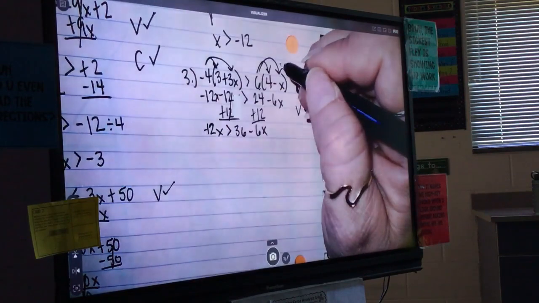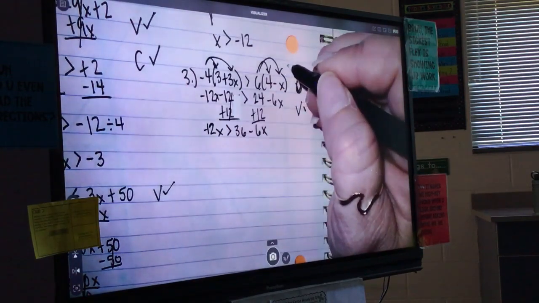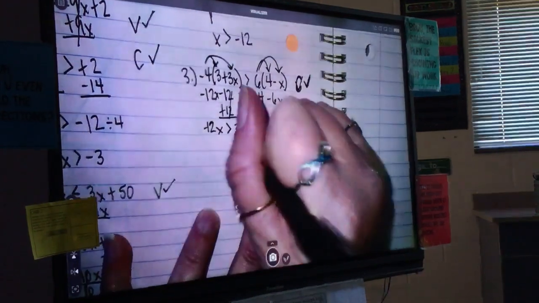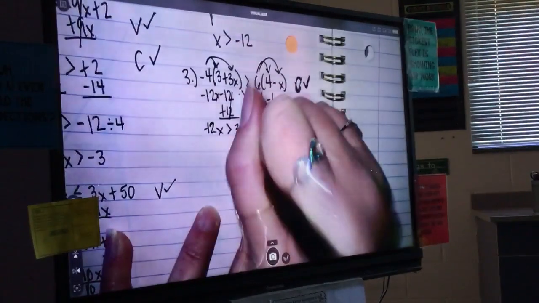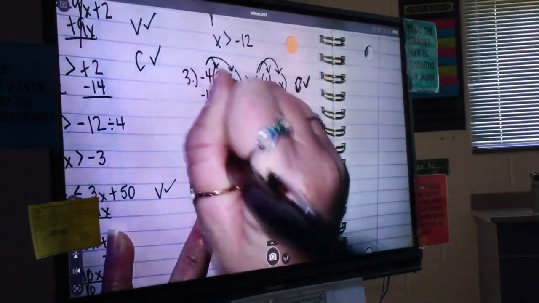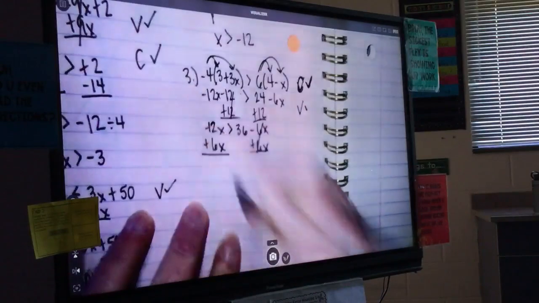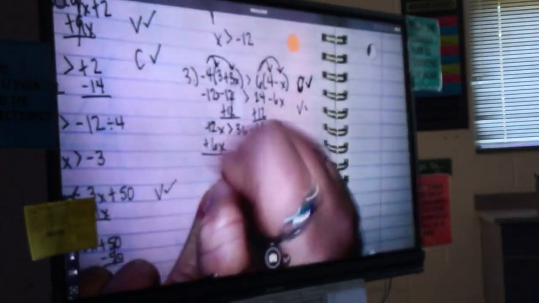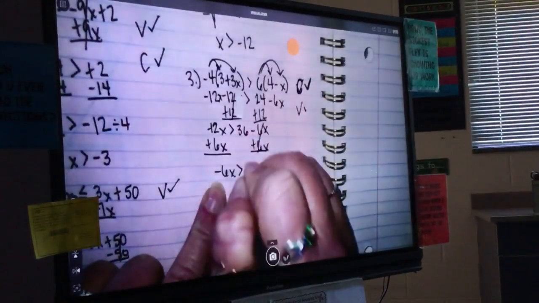Why are you confused? 6x. Just because it's not the same as yours, if you got an answer, you should still be able to walk me through, even if it's not the same as your paper. 6x. So that cancels. And then I do negative 12 plus 6, which gives me negative 6x is greater than 36.